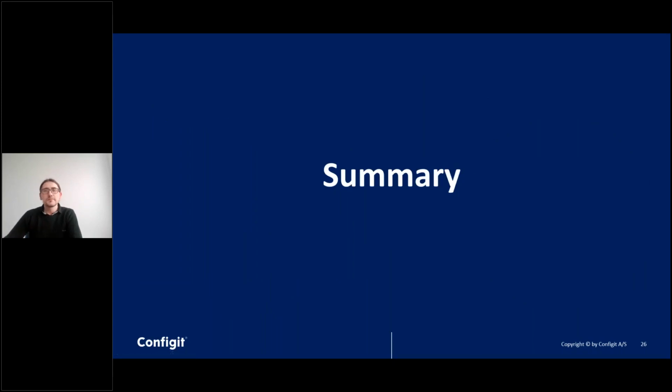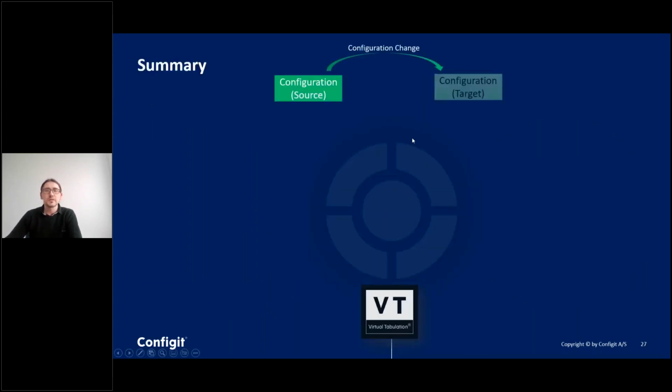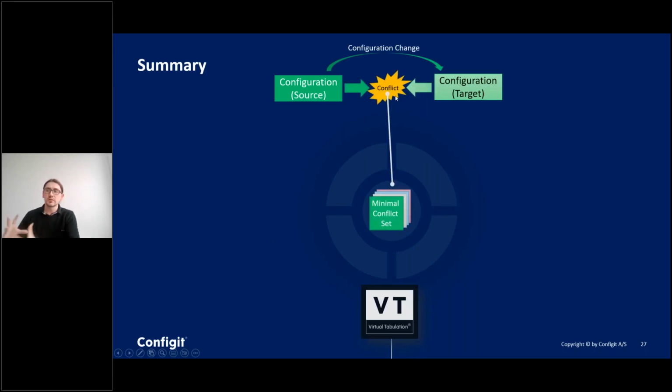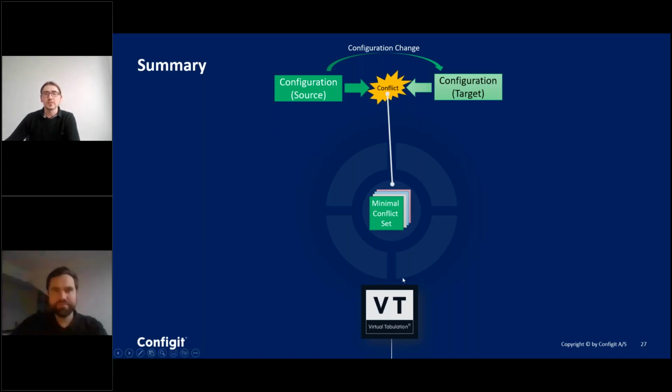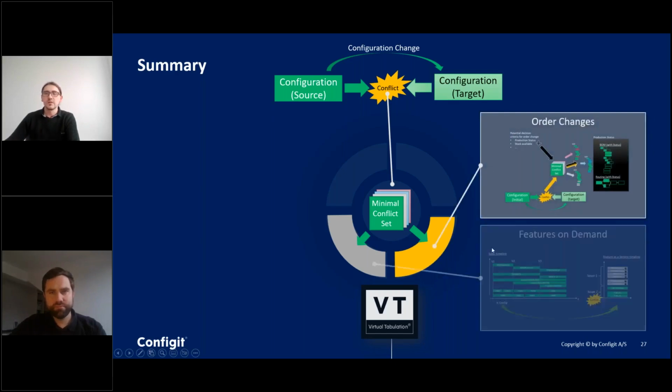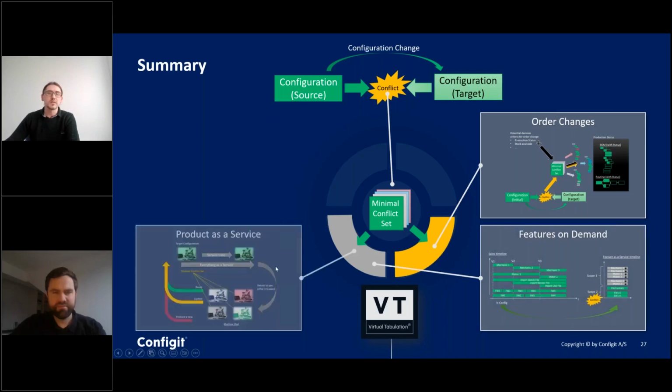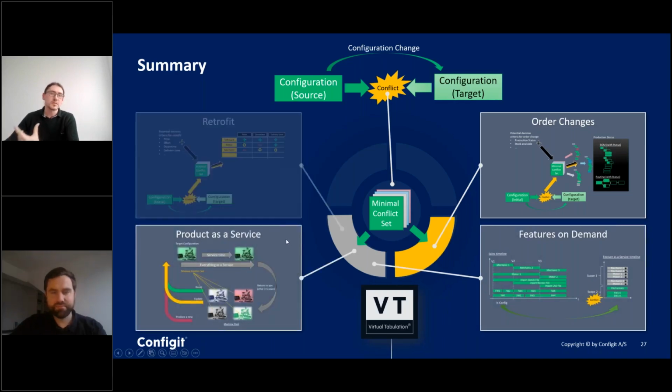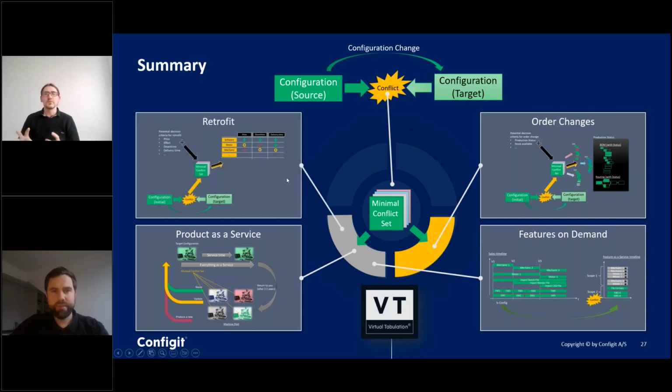Yeah, and in summary, just quickly, what we talked about is the different use cases. So when we have a conflict, we not only can solve it in one way, we could solve it in several ways. And that's what our VT technology offers you, information about what the different ways are. We can offer this information to service and manufacturing, and then support use cases like an order change, support the use case of features on demand, support the use case of product as a service, as well as retrofit scenarios. So that way we can help you to optimize, speed up, get better quality, and maybe also automate these processes a lot.